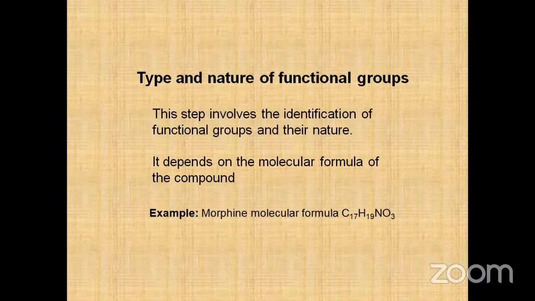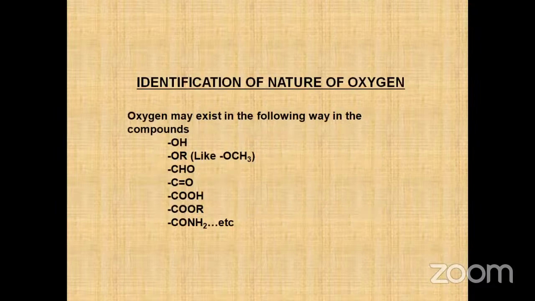Sometimes the nitrogen may also exist in the form of nitro, amino, or amido functional groups. If sulfur is there, thiol or mercapto functional groups may exist. By analyzing the alkaloid structure, we can find out the molecular formula. By using that molecular formula, we can find out the type of functional group present based on the elements present in it. Okay, identification of nature of oxygen.